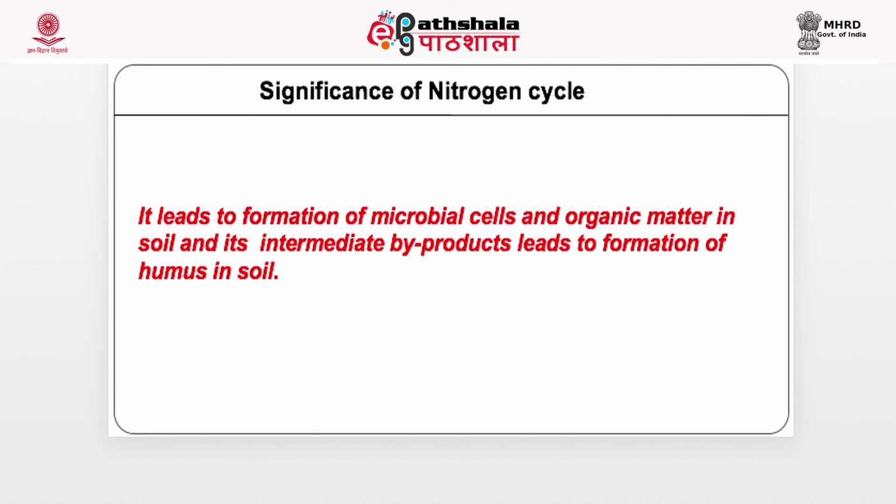As far as significance of this nitrogen cycle is concerned, this leads to the formation of microbial cells and organic matter in soil and its intermediate byproducts, which leads to the formation of humus in soil.